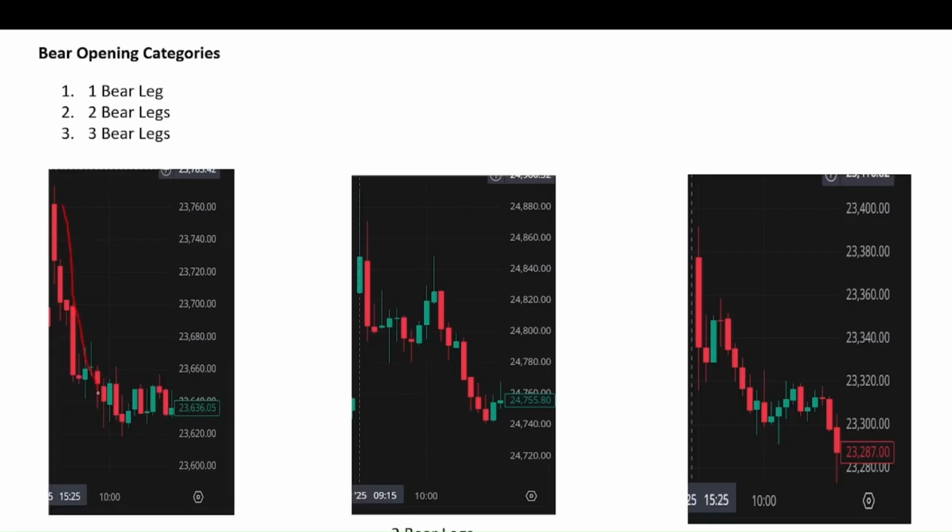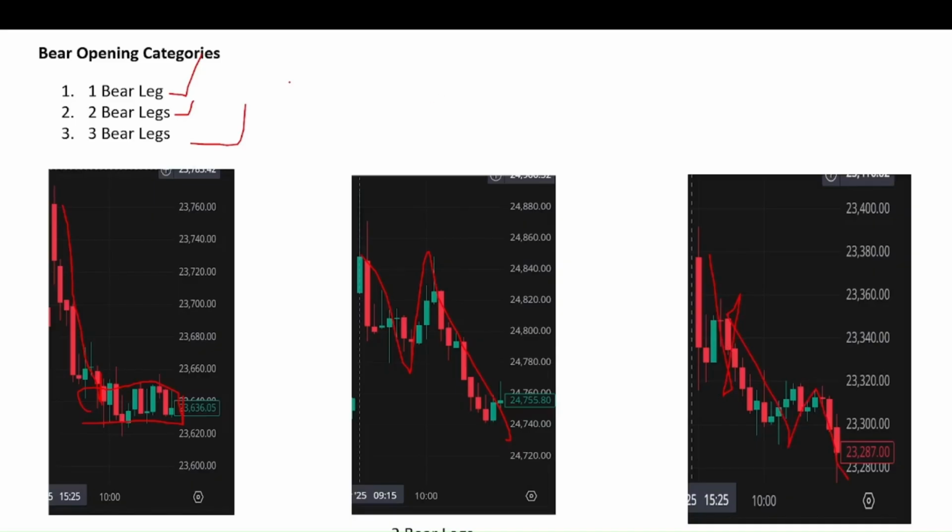So 1 leg and consolidation, right? This is 1 bear leg. This is what I meant, 1 bear leg. And next, 2 bear legs. This is the example. By 10:50 it made 2 legs: leg 1, pullback, leg 2. And 3 legs. By 10:50 it made 3 legs: leg 1, pullback, leg 2, pullback, leg 3.